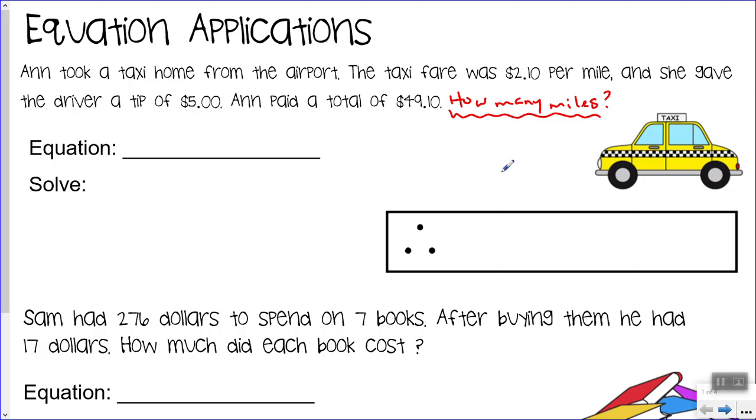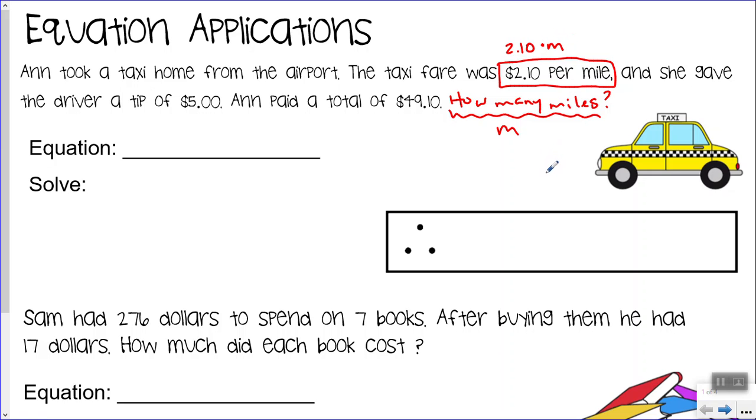Okay, so our question usually determines what our variable is. So you can pick, remember, any variable that you want. I'm going to use m for miles, so I know that my equation is going to have an m in it somewhere. Now we want to go back and look through the problem. So our taxi fare was $2.10 per mile. So this means to find the total cost for my distance, I'm going to take $2.10 and multiply it by the number of miles.